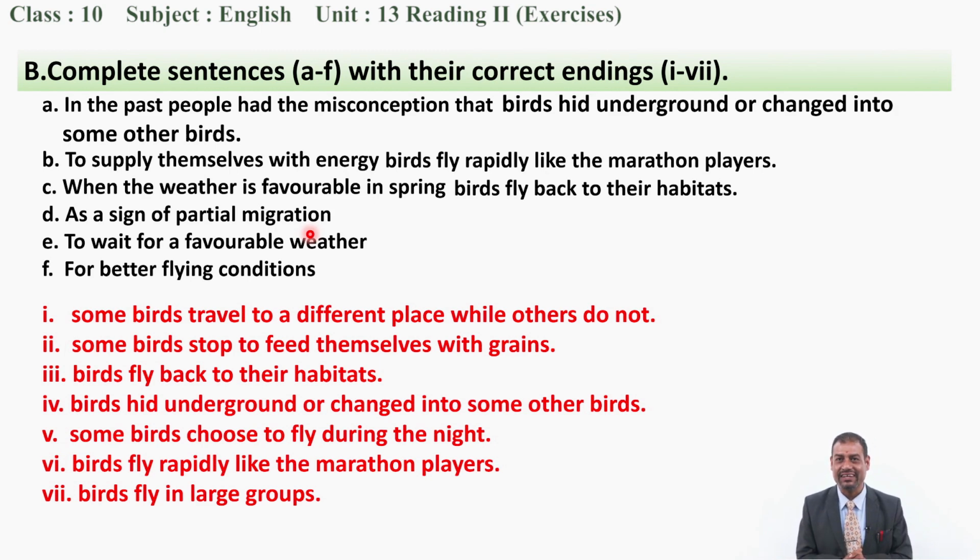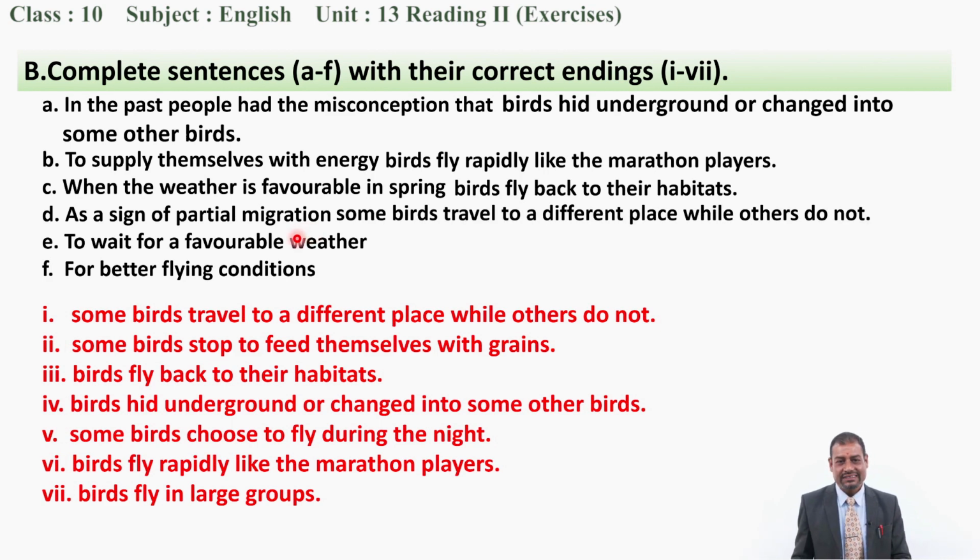Okay, tell me once again. Again, I am not sure whether you are right or wrong. So are you sure? Okay, tell me confidently, please. Okay, let's check then. See, as a sign of partial migration, some birds travel to a different place while others do not. You can find it somewhere in your text, okay? You can just see again.